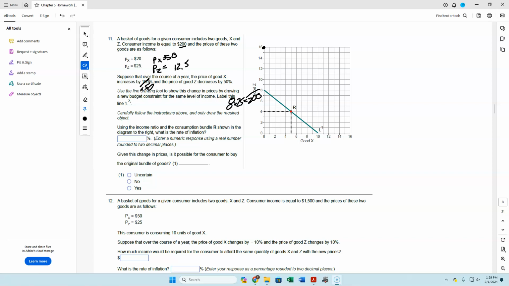Let's see here, exit drawing. Okay, I don't want this. I'm just going to cross it out like this. Sorry, I made a mistake here.